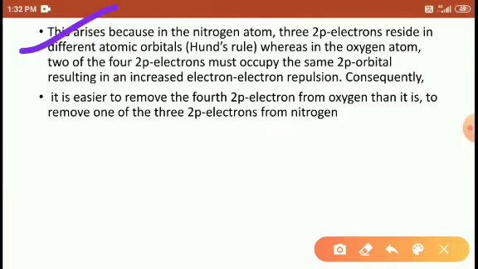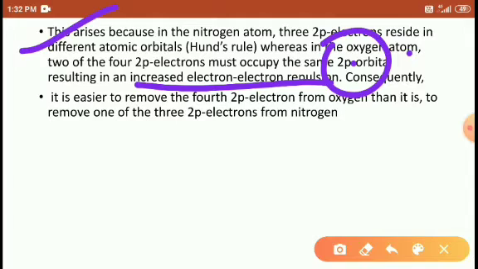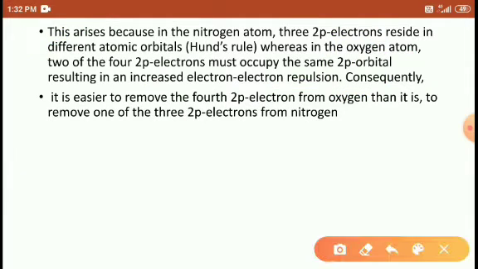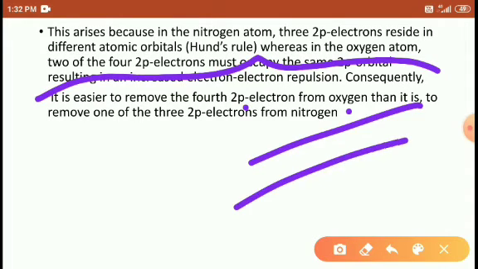This arises because in the nitrogen atom, the 2p electrons reside in different atomic orbitals. Hund's rule we have already discussed. In oxygen, the fourth 2p electron must be placed in an already occupied 2p orbital, resulting in increased electron repulsion. In oxygen, repulsion occurs between the paired 2p electrons. That's why oxygen has a lower ionization enthalpy than nitrogen. It is easy to remove the fourth 2p electron from oxygen compared to nitrogen.